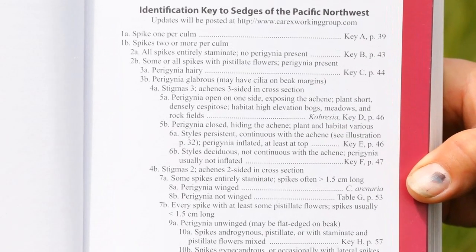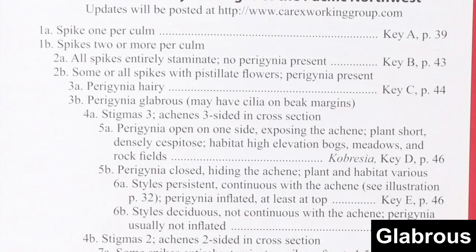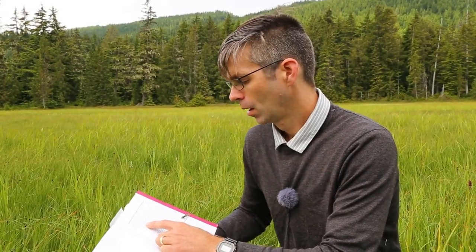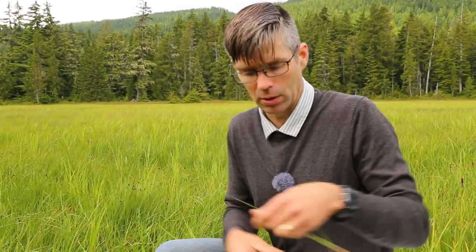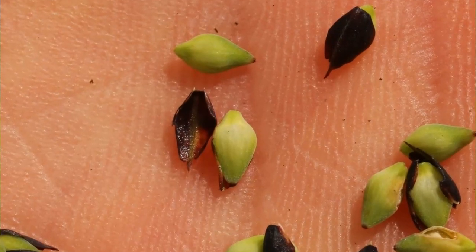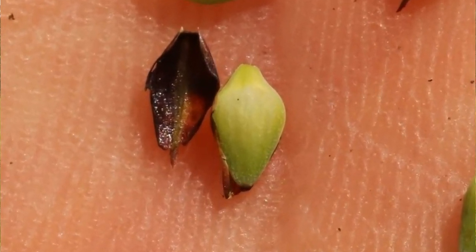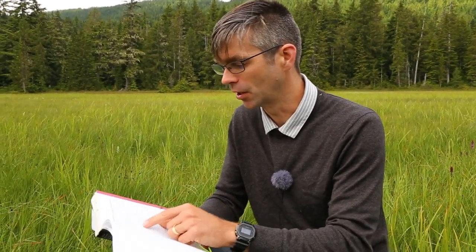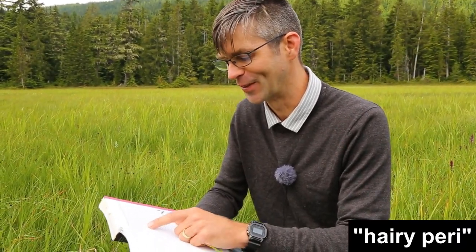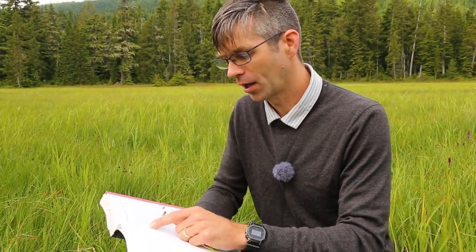3A says perigenia hairy, and 3B says perigenia glabrous. Remember, glabrous means smooth without hairs. So I have to look really closely at the perigenia, and I could see that they are definitely smooth. Hairiness in a perigenia is an uncommon trait. There's probably only half a dozen Carex species that have hairy perigenia. Hairy peri, some people say. Okay, so 3B, perigenia glabrous, that takes us to 4.